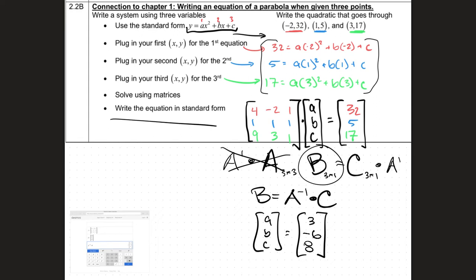And I need to write the equation in standard form. It's going to be y equals 3x squared minus 6x plus 8. Because remember, this is our A, this is B, and this is C, just like we find them here.